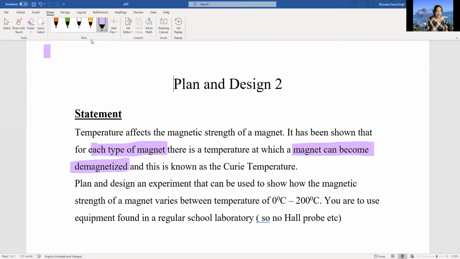The little ceramic magnets we have in school that we all use in Form 4 and 5 have a temperature that will demagnetize them, and it's not the temperature that melts them. That temperature is way afterwards. The temperature that causes a magnet to become completely demagnetized is called the Curie temperature. That's just the name.